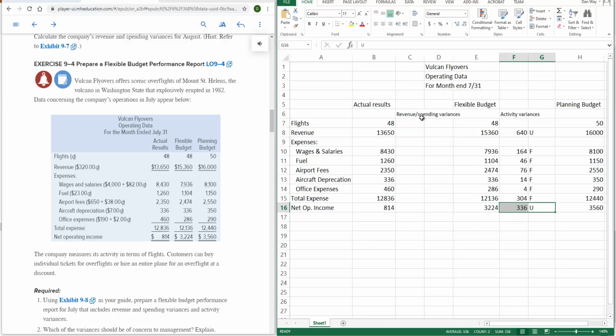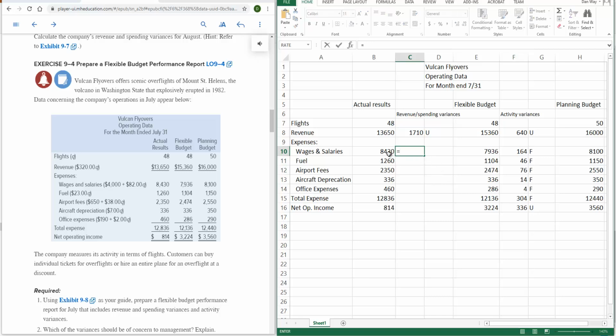Now let's look at our revenue and spending variances. Again, these are going to be caused by differences, something other than changes in activity. So let's start with revenue here. Our flex budget was $15,360. Our actual results were $13,650. So that $1,710 difference is unfavorable. Right? Our actual result was lower than what it quote unquote should have been given our actual level of activity. So that's an unfavorable variance at the revenue line. And we'll come back to that in just a couple minutes.